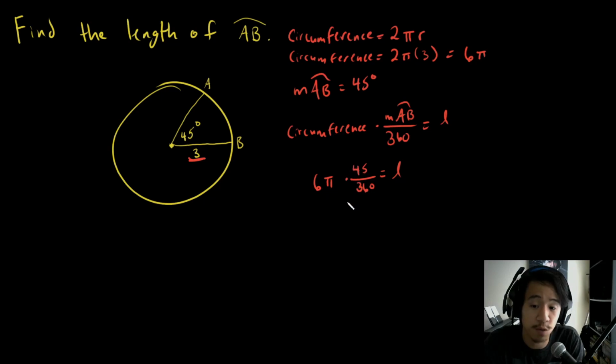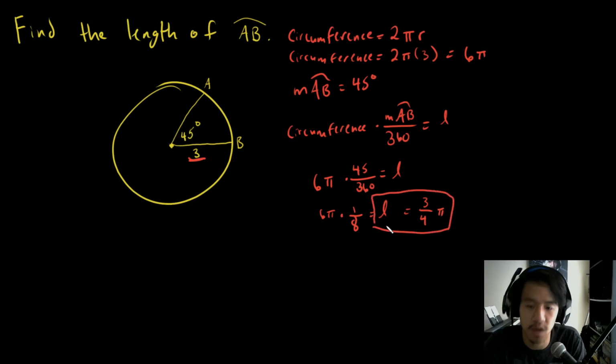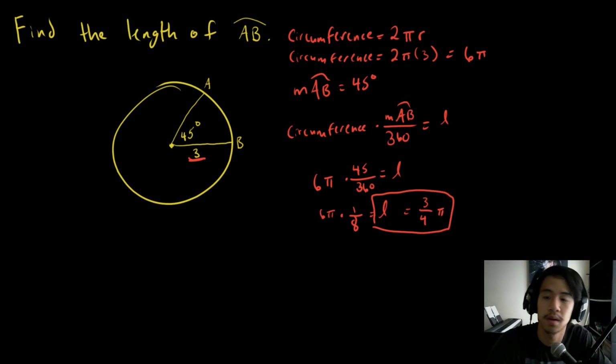So we can reduce 45 over 360. That is going to be 1 over 8. And now we have 6 pi over 8. That's going to be 3 over 4 pi. So L is equal to 3 over 4 pi. And we're going to go with one more example.